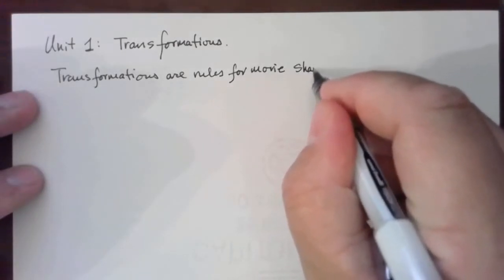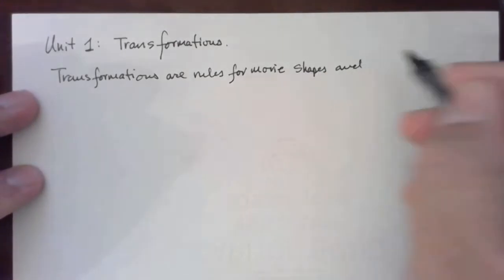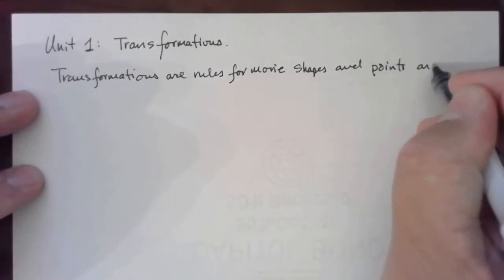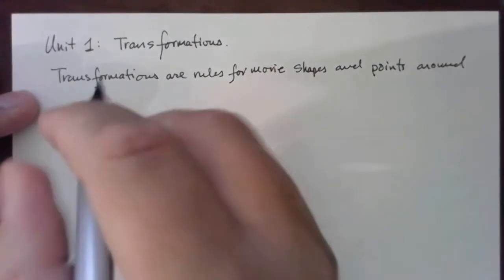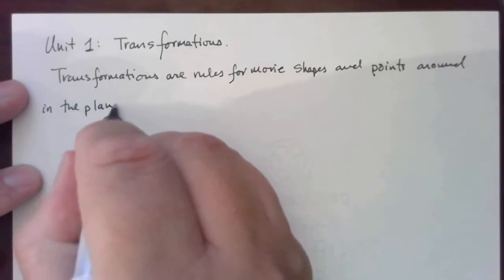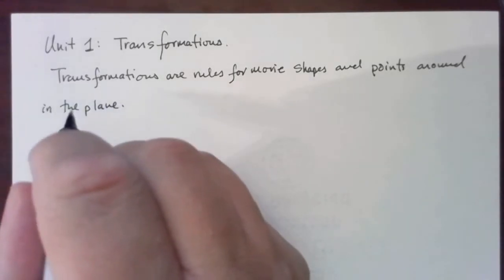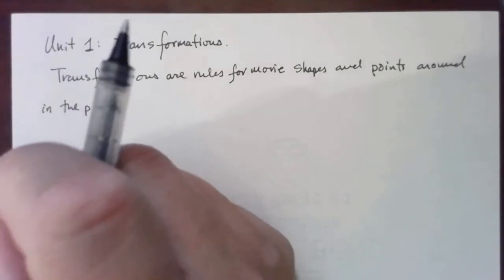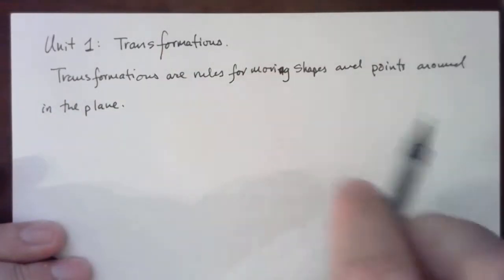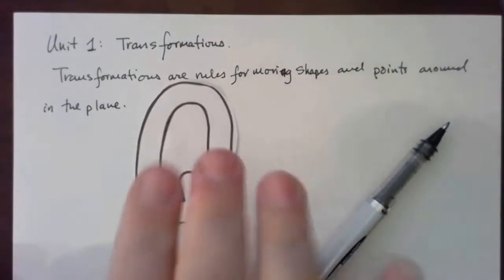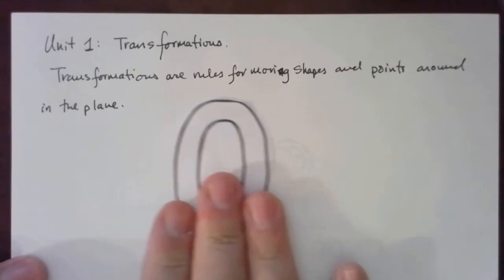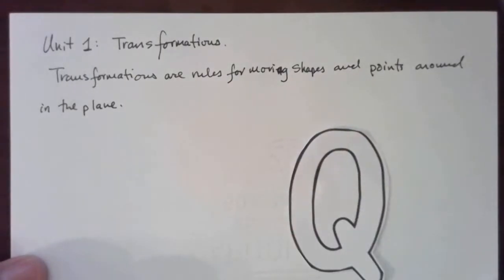as I'm writing here. They're rules for moving shapes and points around in the plane. And there are different sorts of rules, and we're going to learn about 4 different rules for moving shapes around the plane. So for example, if this Q here is a shape in the plane, we could slide it like that without turning it.